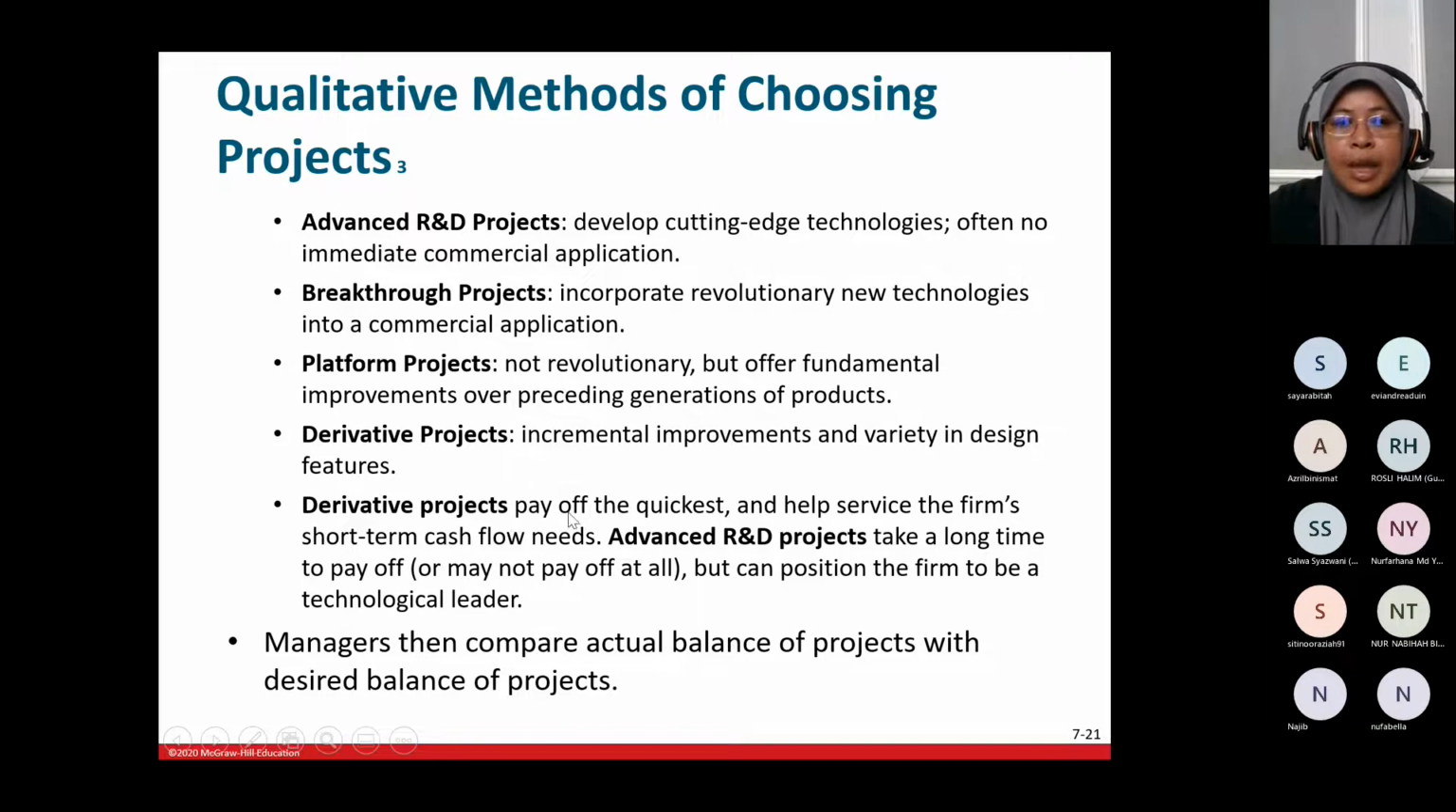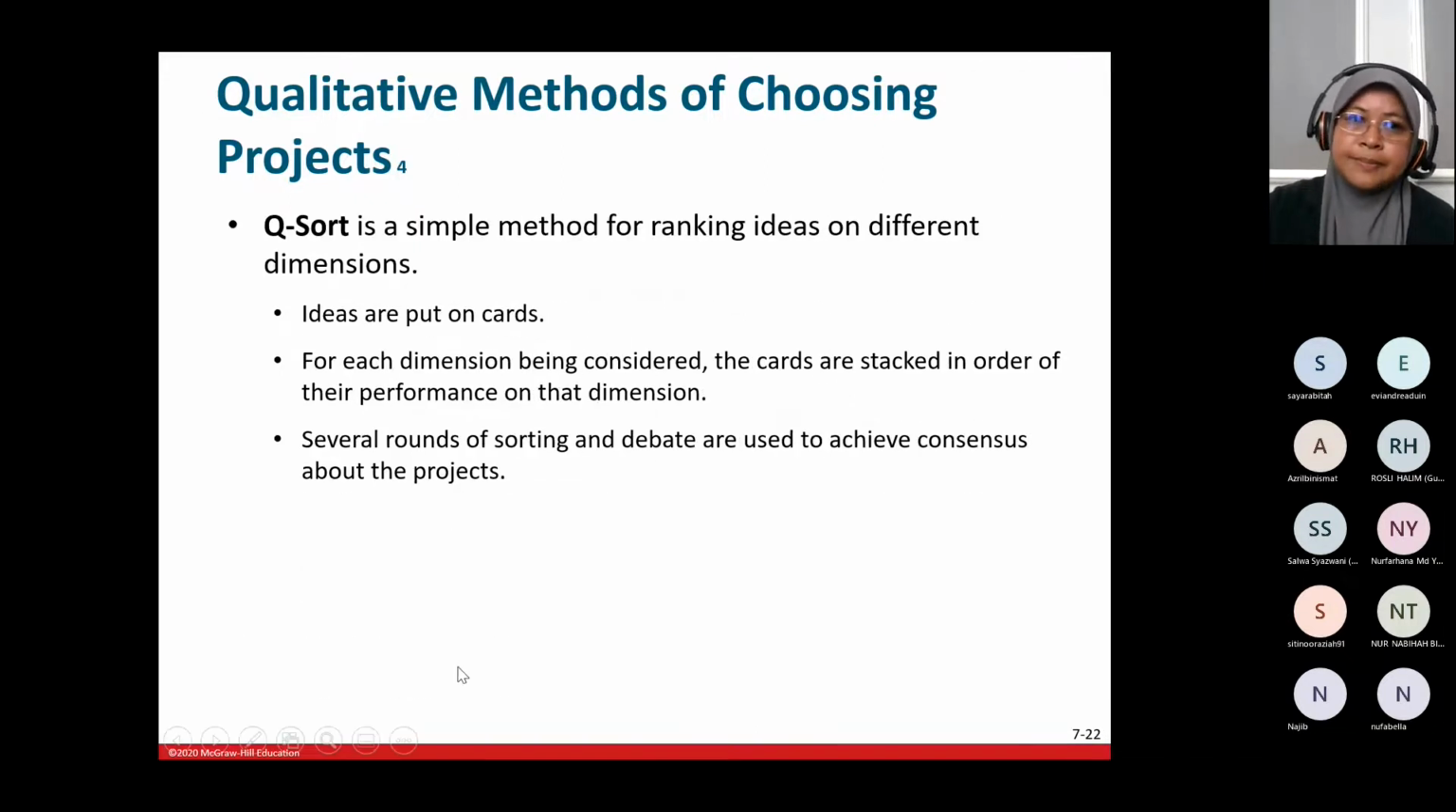So derivative projects pay off the quickest and help service the firm's short-term cash flow need, and advanced R&D projects take a long time to pay off or may not pay off at all, but can position the firm to be a technological leader. Not every project can be considered or quantified in terms of dollar and cent. There are some projects that are needed to ensure that this particular firm still sustains its position as the leader in the industry. So managers can compare the actual balance of projects and the desired balance of projects.